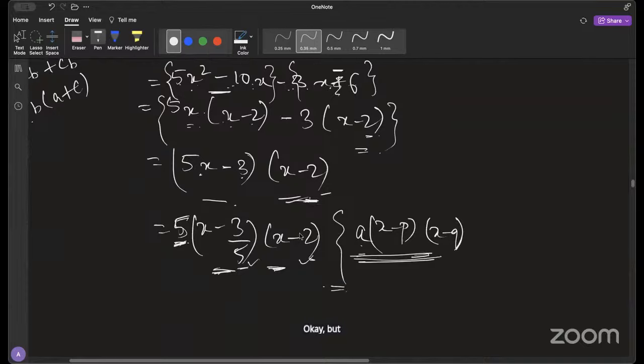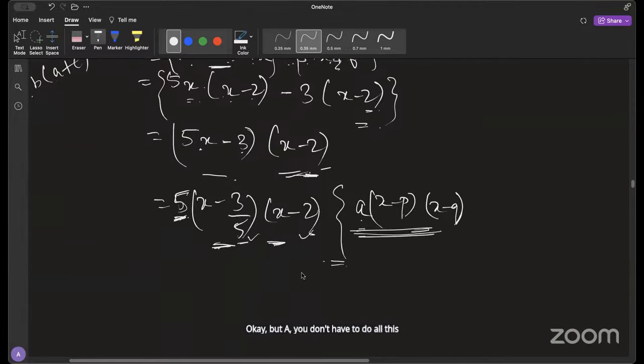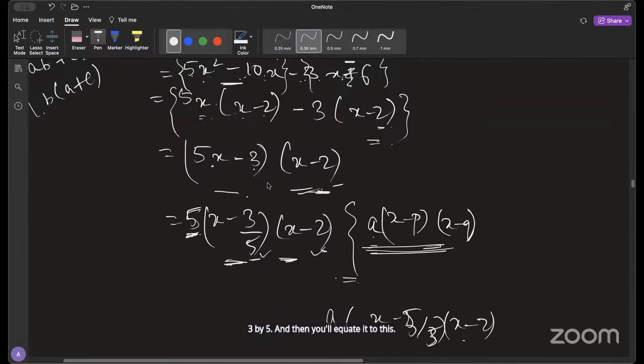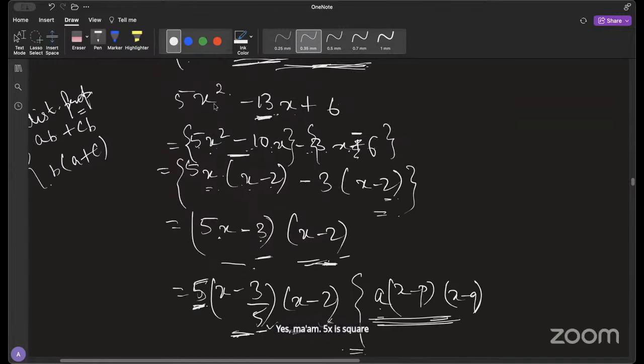Okay, but you don't have to do all this. What you're saying is that you can do A into x minus 3 by 5 and x minus 2, right? Yes, ma'am. And then you'll equate it to this thing? Yes, ma'am. 5x square minus 13x plus 6.